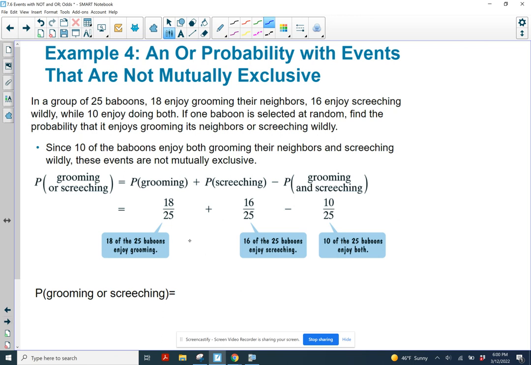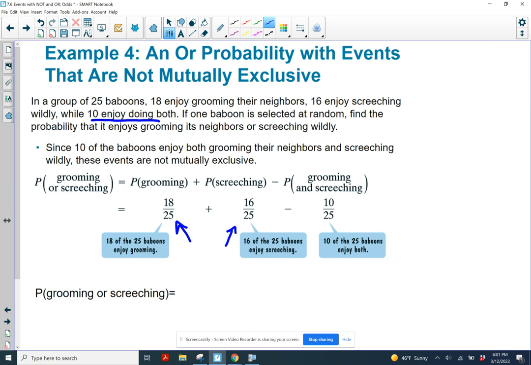So the probability of grooming is going to be 18 out of 25, because there are 18 out of the 25 baboons that enjoy grooming, plus 16 out of 25. That's the probability that our baboon enjoys screeching, 16 out of 25. And then subtract the probability of both, but there are 10 that enjoy doing both, so that's 10 out of 25.